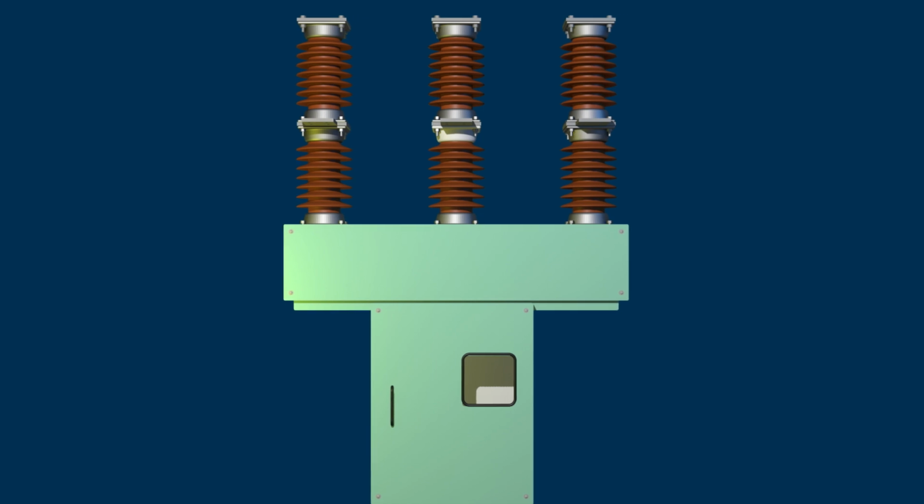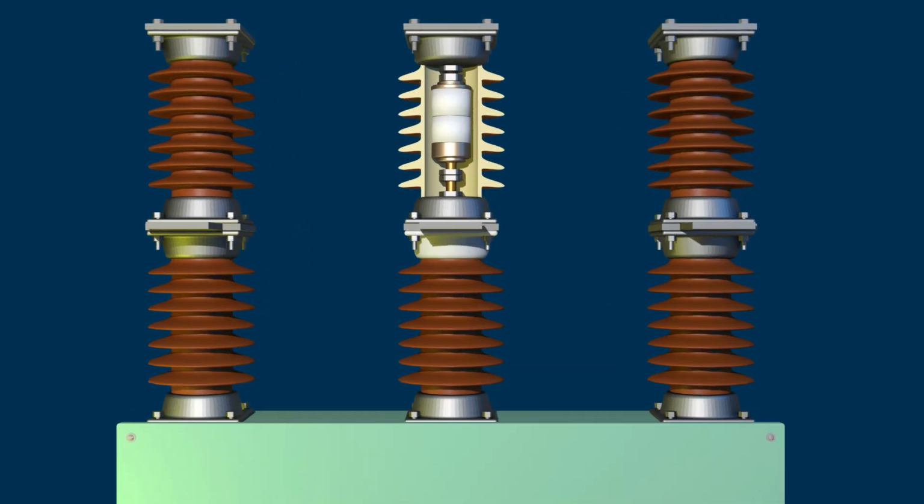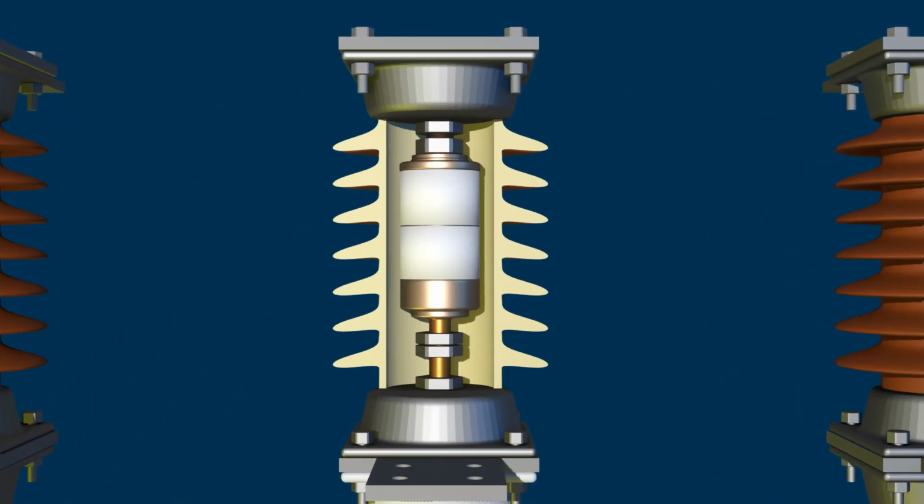This is a 3-phase outdoor type 36 kilovolt vacuum circuit breaker. If we look into any of the poles, we shall see an interrupter fitted inside.